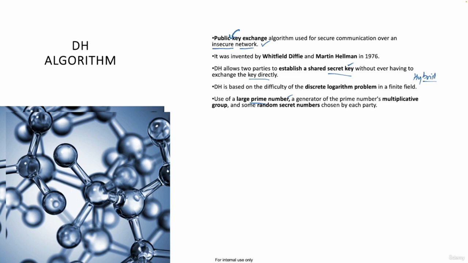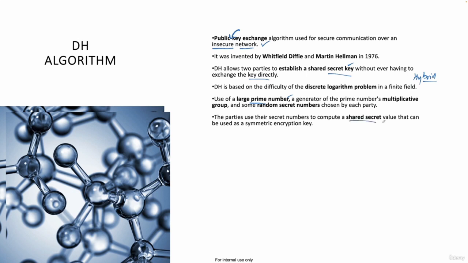But how do you get it? You use large prime numbers, you use the prime number's multiplicative group, and you use some random secret numbers on both parties, right? Yes, the parties use their secret numbers to compute a shared secret value that can be used as a symmetric encryption key.